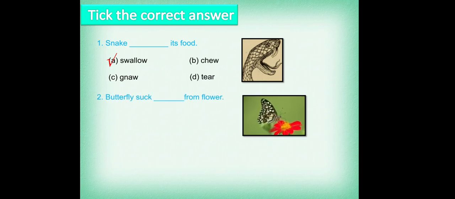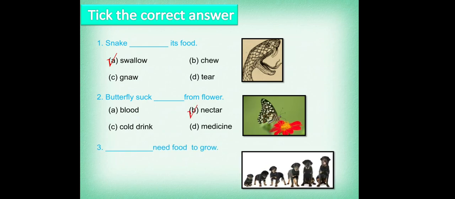Number 2. Butterfly suck dash from flowers. The options are blood, nectar, cold drink and medicine. Think for the correct answer. Answer is nectar. Next, dash need food to grow. And the options are furniture, cupboard, toys, animals.